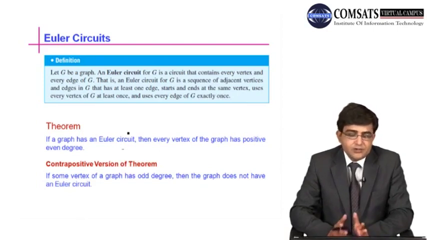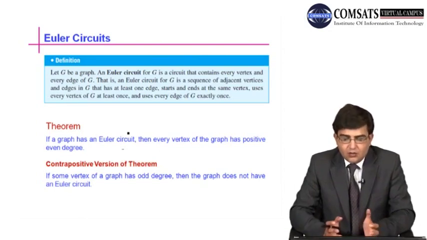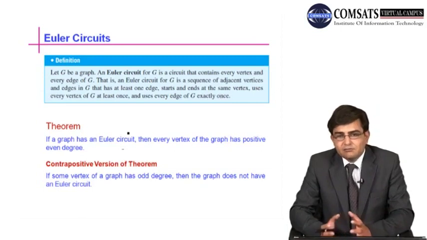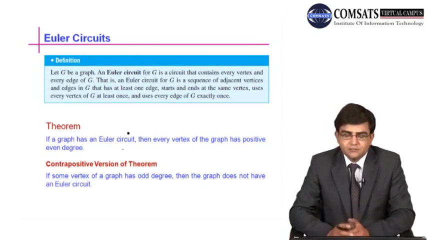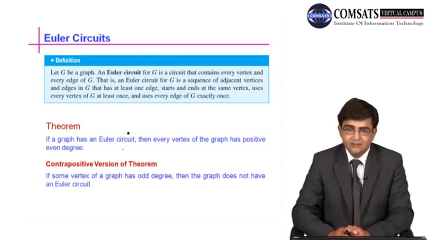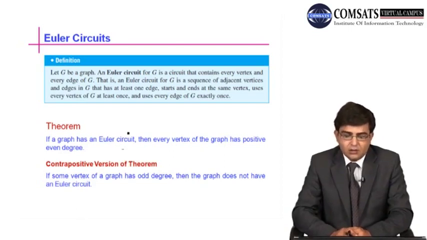Now the contrapositive of this theorem: if any vertex of a graph doesn't have even degree, then that graph doesn't have an Euler circuit. That is, if any vertex of a graph has odd degree, then we cannot find an Euler circuit in that particular graph. So this is basically a check in a graph whether there is an Euler circuit or not.